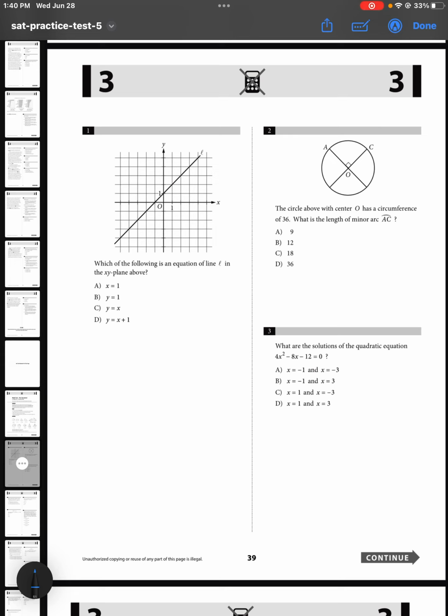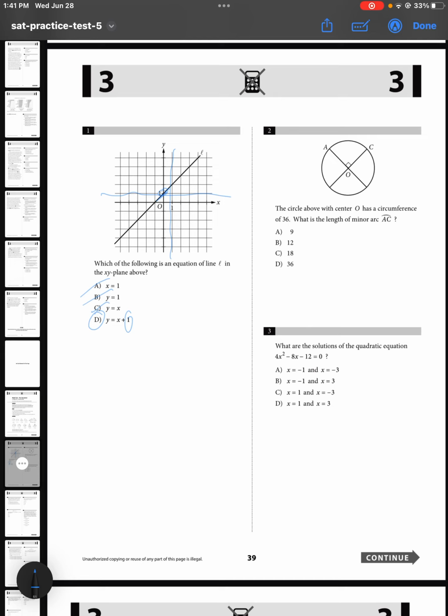Alright, starting timer now. Okay, which of the following is an equation of line L in the xy plane above? Okay, so x equals 1, we know that's obviously not, because that's this line right here, so no. Y equals 1 is this line, so no. Y equals x cannot be this one, because the y-intercept is 1, and this is a y-intercept of 0, so it can't be that one. But here, we have a slope of 1, which we see here, and a y-intercept of 1, which we see there. So that is the correct answer.